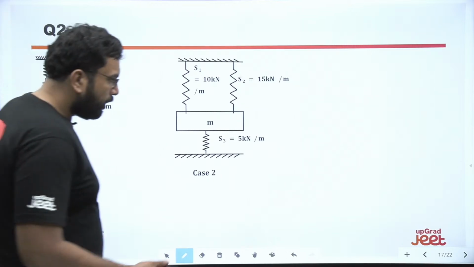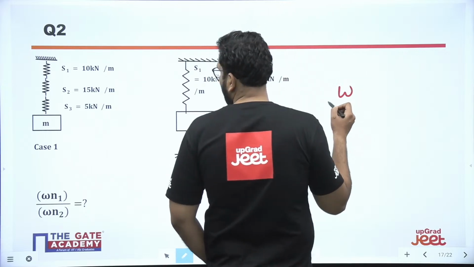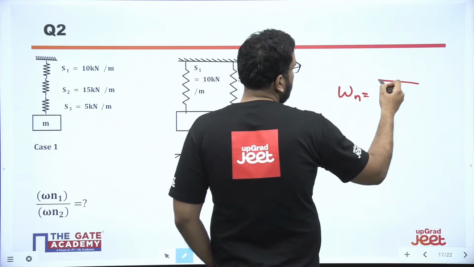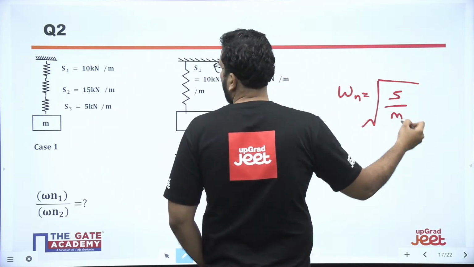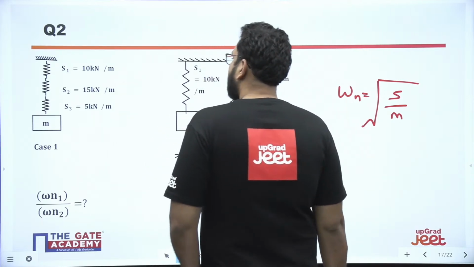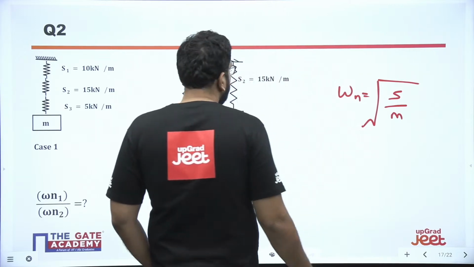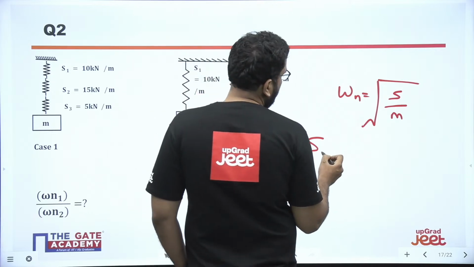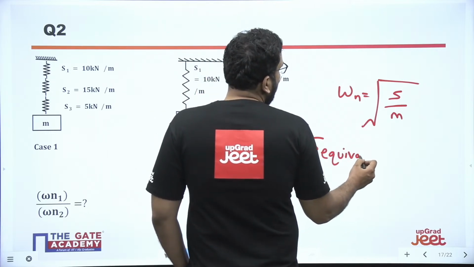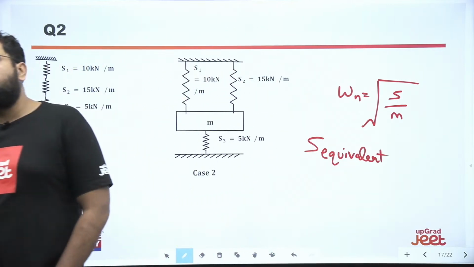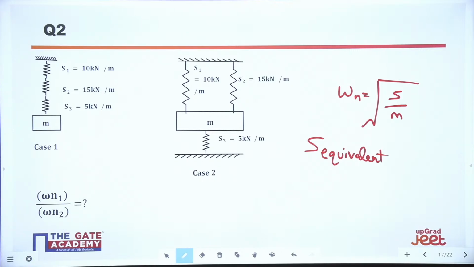So what shall be your approach? Ultimately, we have to find this omega n, the natural frequency in radian per second. Basically it is going to be the square root of stiffness upon m. We see that m is clearly mentioned here, no problem with the m. The only problem lies with the s. These are a combination of springs, so we have to find the equivalent s and put it there. Let's see how much of us know how to find the equivalent stiffness. Definitely when I'll be solving, I'll be telling you.